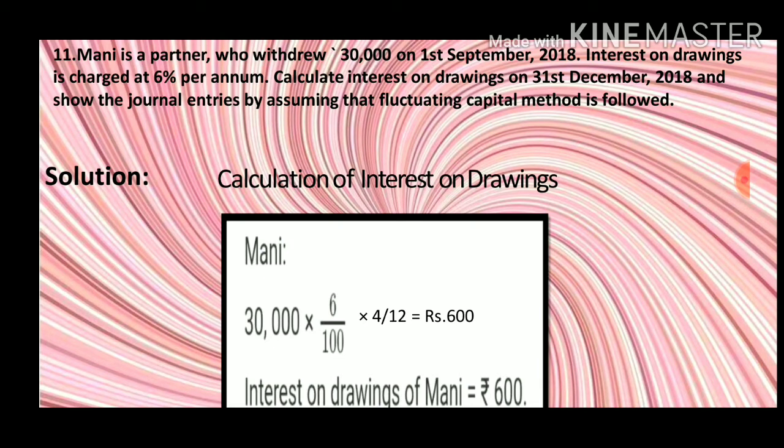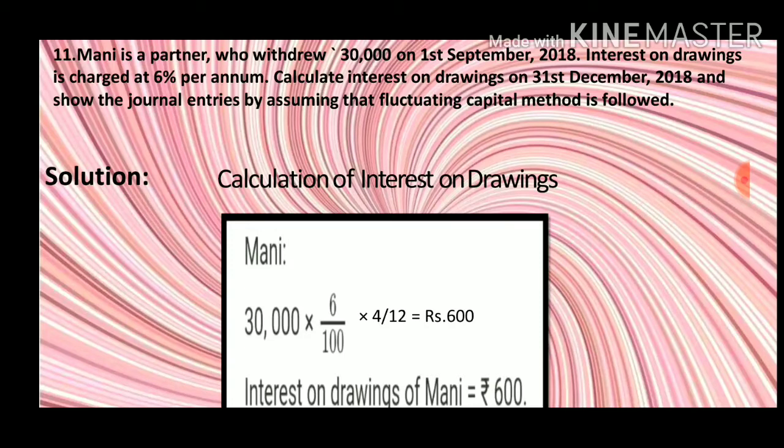So calculation of interest on drawings. The question has only one partner here. So find out the interest on drawings on Money. After that, prepare the journal entry. First find out Money's interest on drawings. What is the formula of interest on drawings? Interest on drawings equals amount of drawings into rate of interest into period of interest.